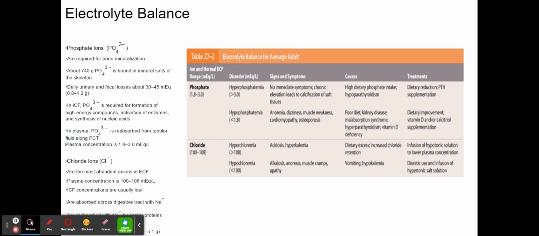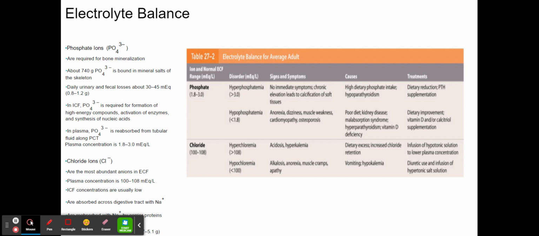Phosphate ions are required for bone mineralization. About 740 grams are bound up in the mineral salts of the skeleton. In body fluids, the most important functions of phosphate involve the ICF. Inside the cells, the ions are required for the formation of high-energy compounds, the activation of enzymes, and the synthesis of nucleic acid. The phosphate concentration of the plasma is usually 1.8 to 3.0 milliequivalents per liter.